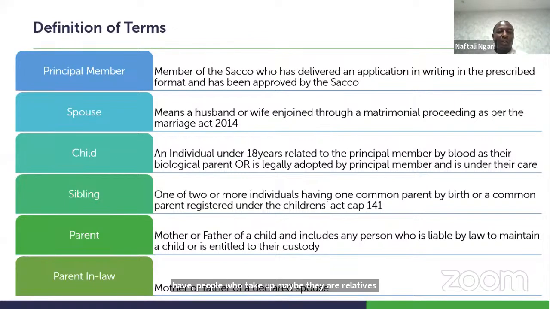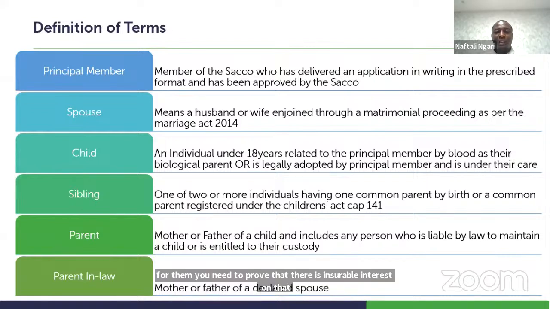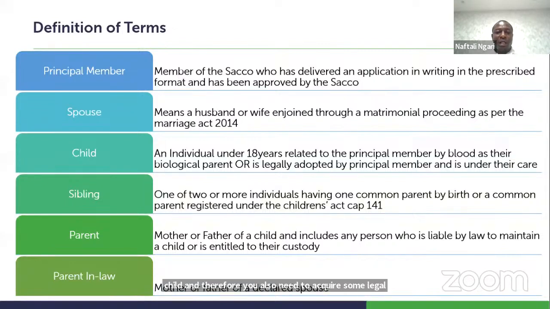But for you to cover them in insurance, or to provide cover for them, you need to prove that there is insurable interest on that child. And therefore, you also need to acquire some legal documentation, either from a magistrate. Basically, the Children's Act, Chapter 141, usually recognizes any child who has been recognized by a court of law as your child. You can have that child on the cover.